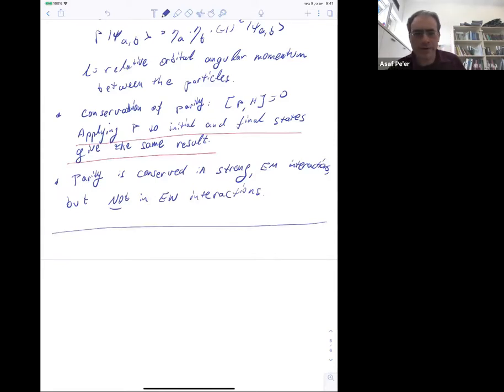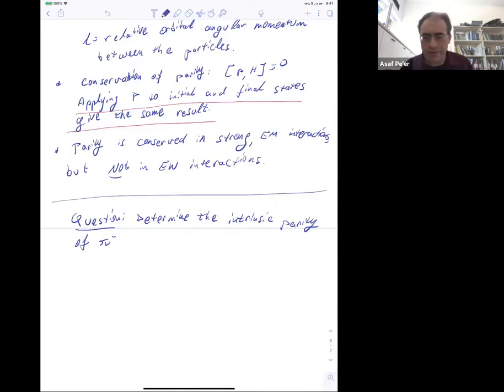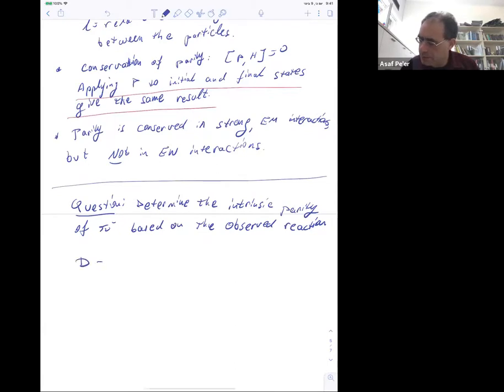If you're familiar with the background of angular momentum. So we want to determine, example question: determine the intrinsic parity of the negatively charged pion based on the observed reaction of a pion capture by deuterium: D plus pion minus goes to 2 neutrons.